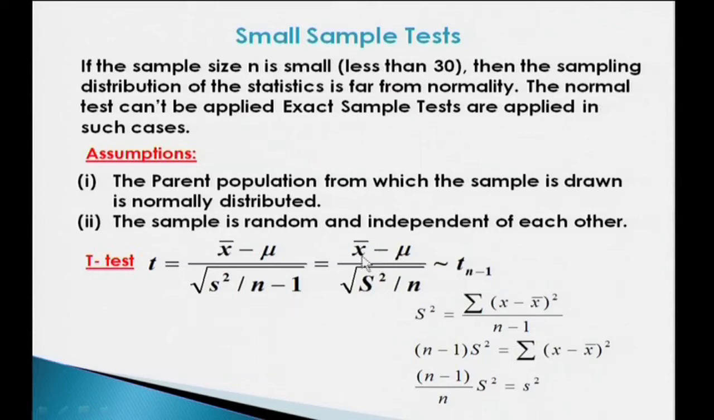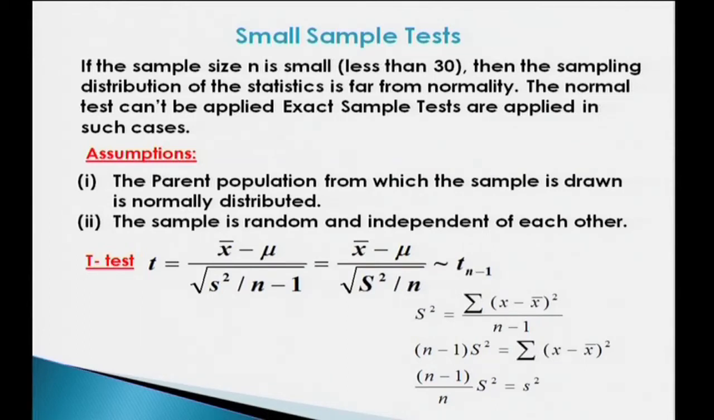So, we consider this x bar minus mu by s by root n, as it follows the t distribution with n minus 1 degrees of freedom. And the degrees of freedom here are important, like we discussed in the last class also.